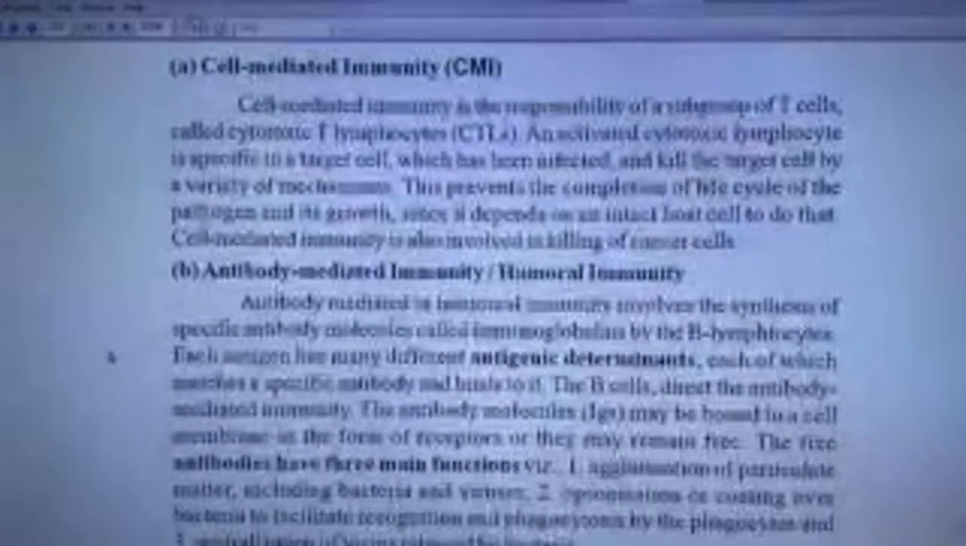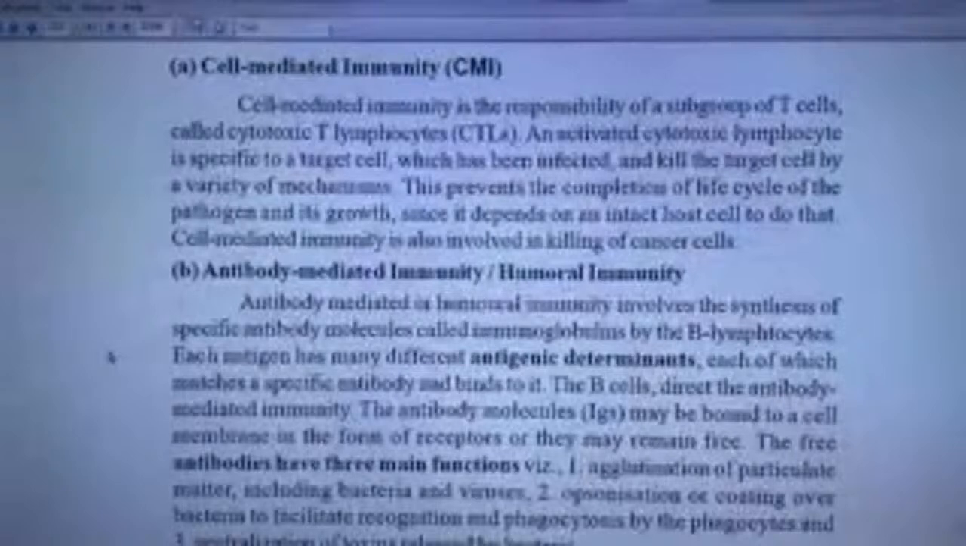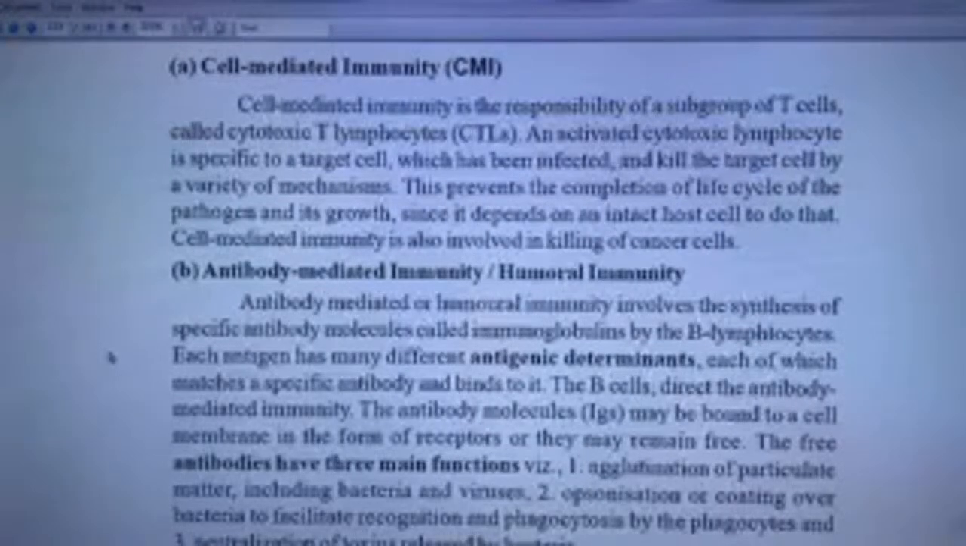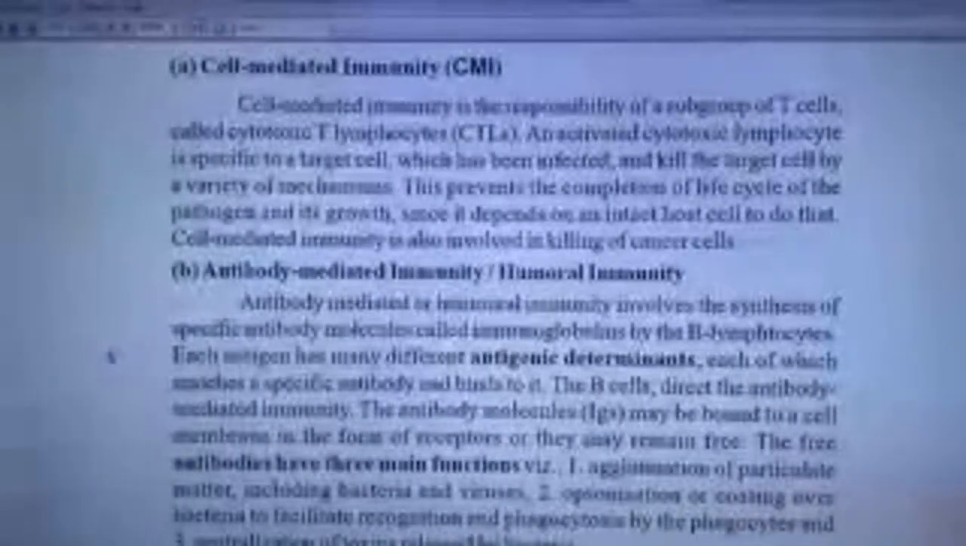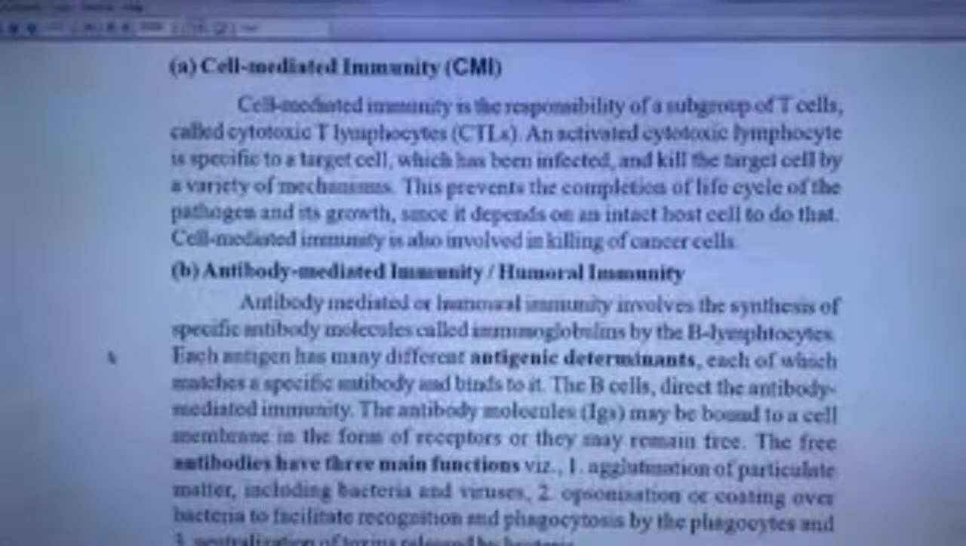Cell-mediated immunity is the responsibility of a subgroup of T cells called cytotoxic T lymphocytes. An activated cytotoxic lymphocyte is specific to a target cell which has been infected and kills the target cell by a variety of mechanisms. This prevents the completion of the life cycle of the pathogen and its growth, since it depends on an intact host cell to do that. Cell-mediated immunity is also involved in the killing of cancer cells.